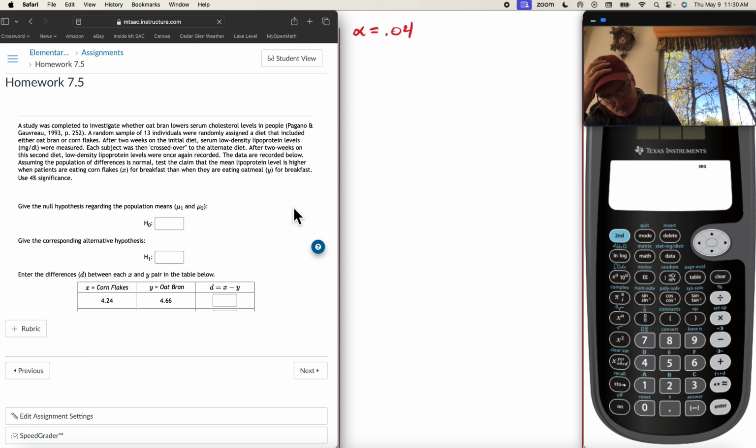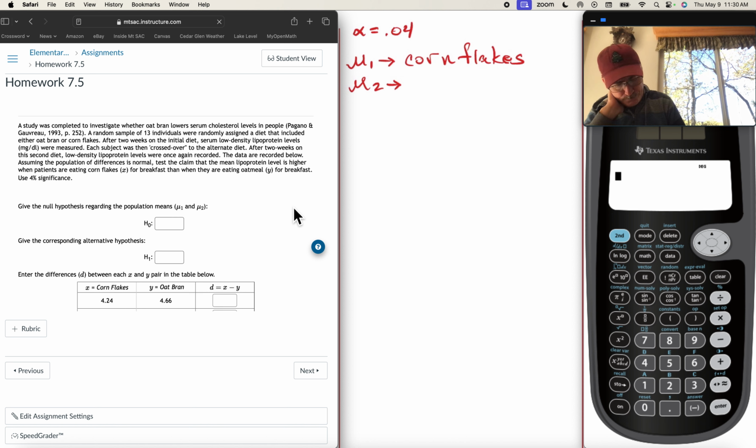Okay. We're going to have two means. We're going to have mu1, which is going to be for cornflakes. And we're going to have a mu2, and that one's for the oat bran. These are average LDL levels. And the alternative hypothesis says that the LDLs are higher on average when people are eating cornflakes. So that is to say that mu1 is bigger than mu2.